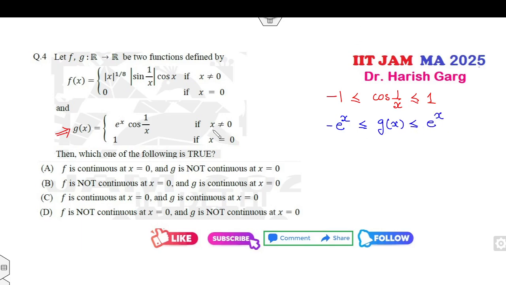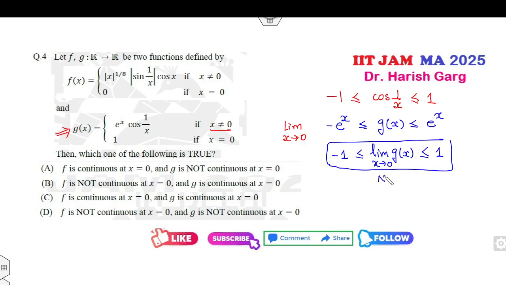Fine. Now your target is to check at 0. So now you can take the limit as x approaches 0. The left hand side will be -1. This will be the limit of g(x) as x approaches 0, and this is 1. Now clearly, the limit is not unique. If the limit is not unique, that means it is not continuous. So g is not continuous. Is it okay? So G is not continuous, so the C option cancel. G is continuous, that is the B option also cancel.